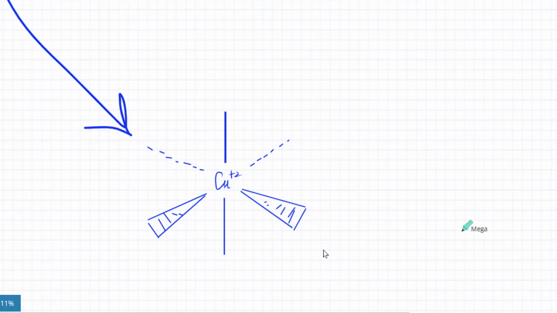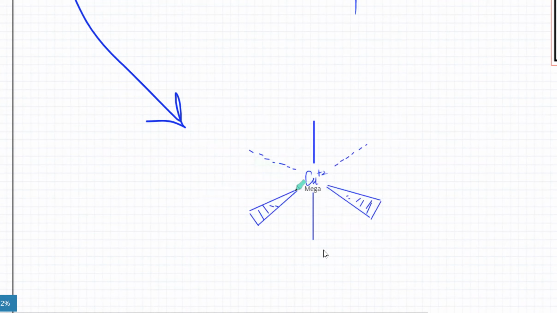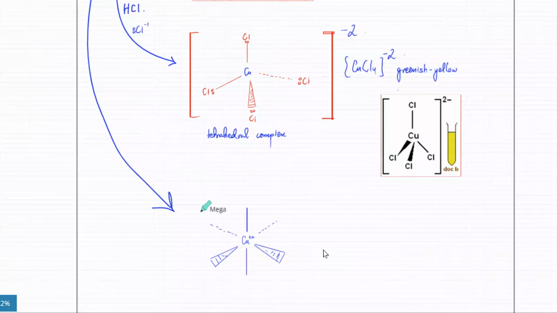Now for OH ions, you have to be very specific. For OH ions, let's say you started adding NaOH. I'm just going to add.